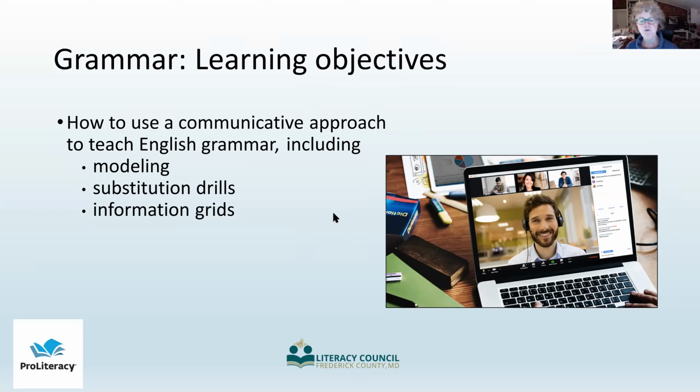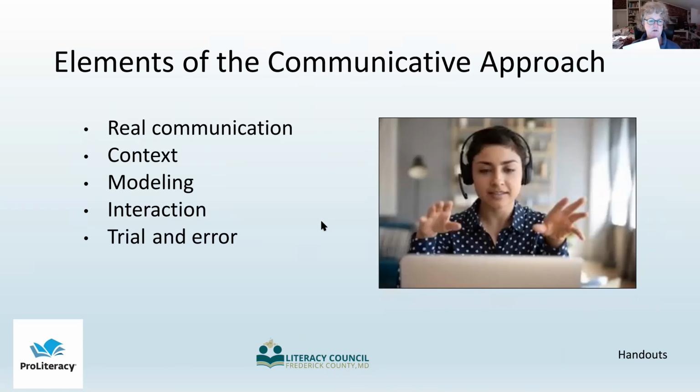So for now, let's proceed with how to teach grammar using communicative approaches. And I hope I don't have to say communicative again because I don't like that word. You have a handout on the communicative approach and grammar and ESL teaching methods, teaching grammar creatively and so forth. But we will give you some ideas about how to do that.